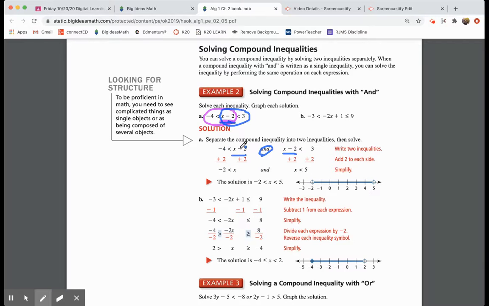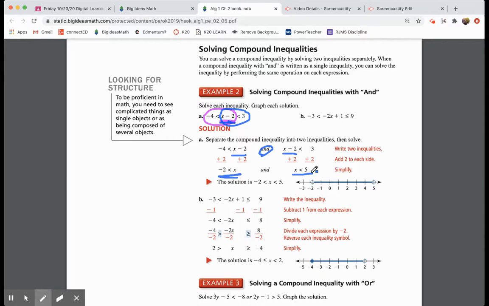So right here, I've got to get rid of this 2 to solve for x. It's being subtracted, so we add it on both sides. -4 plus 2 is -2. So here's one inequality. Then we do the same thing on the other side. Well, not the same thing. It just happened to be that we're adding 2 on both of them. So we add 2. X is less than 5. So here's my 2 inequalities.